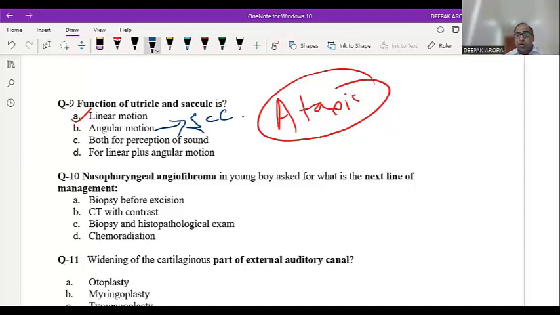One more important point, utricle. What is the sensory organ of the utricle? The examiner can ask you. The answer will be macula. Macula, utricle. Clear? The sensory organ of cochlea is the organ of Corti. Semicircular canal, we have crista ampullaris. Clear? So these are the important sensory organs of my inner ear.